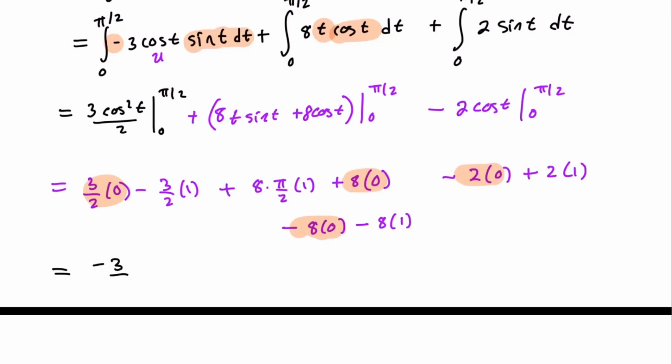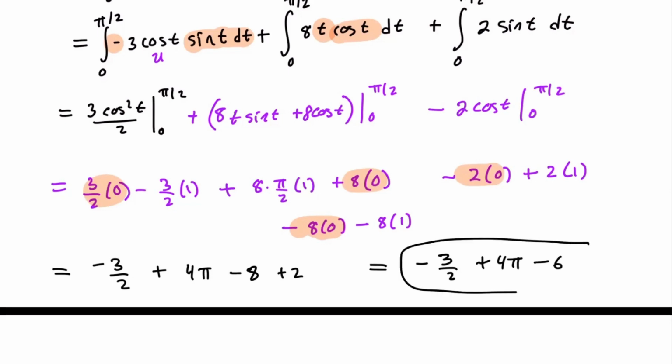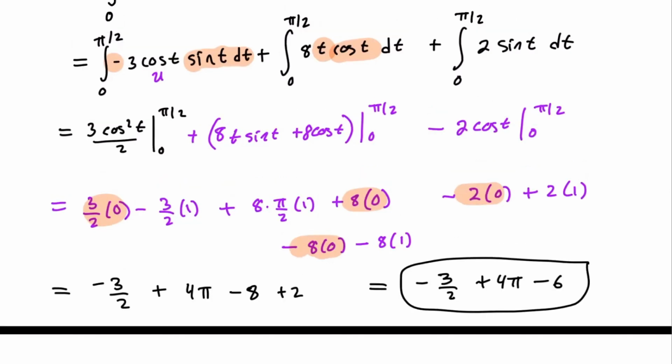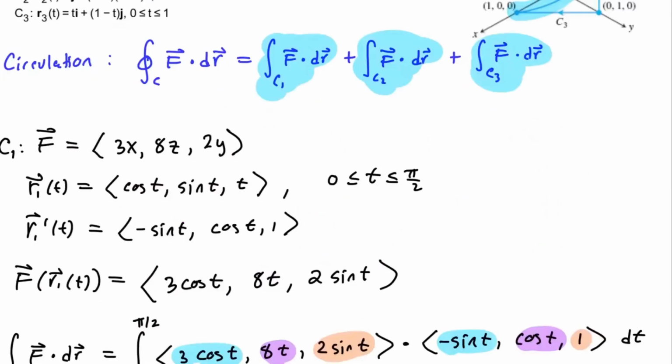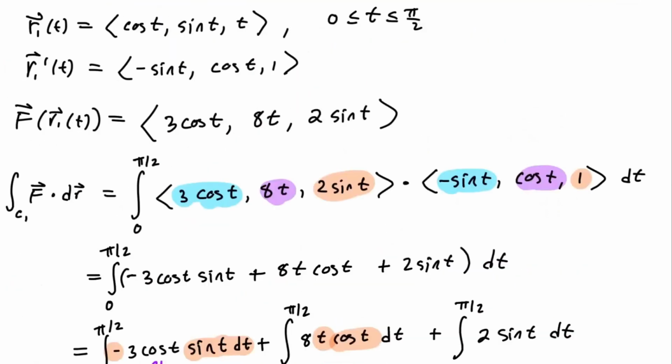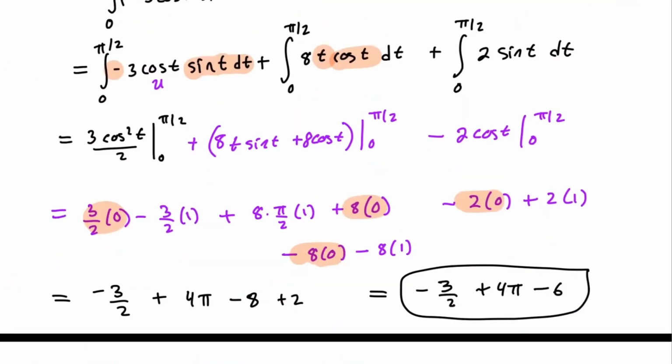We have -3 over 2 plus 8 pi over 2, that's 4 pi, 0, 0, and then minus 8 and plus 2. So the value of this integral is going to be -3 over 2 plus 4 pi minus 6. All right, so that's along C1. And that's what I'm going to replace right here. So our first integral gives us -3 over 2 plus 4 pi, and the last piece was minus 6.